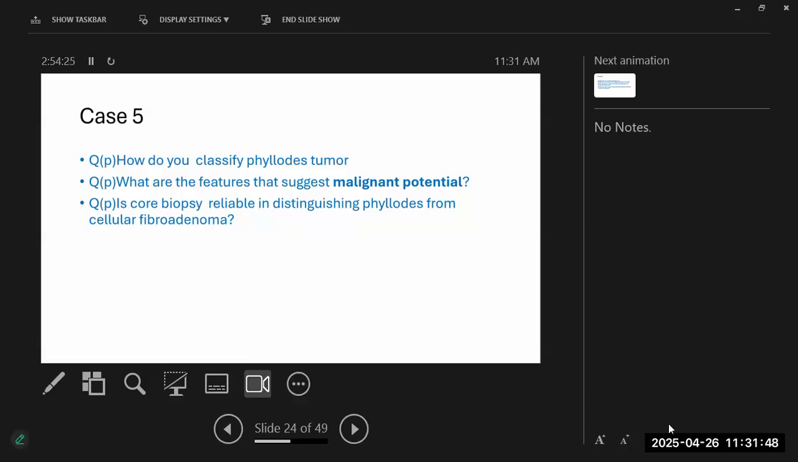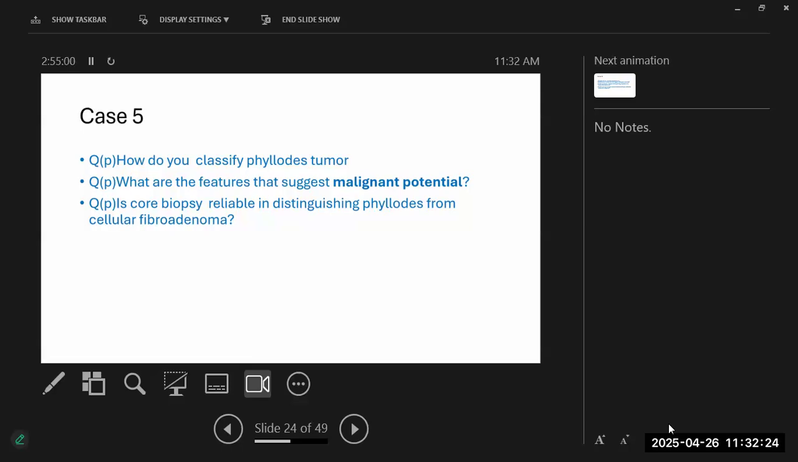Stromal diffuse nuclear atypia, so the nuclei look very abnormal, and more stromal cellularity. And mitotic count is a feature. Per 10 high power fields or 2 millimeters squared, in the malignant category you get a count of more than 10 mitoses per 10 high power fields. So benign is less than 4, intermediate between 4 and 10, like that. So there are so many features, and all these features should be there to classify it as malignant.